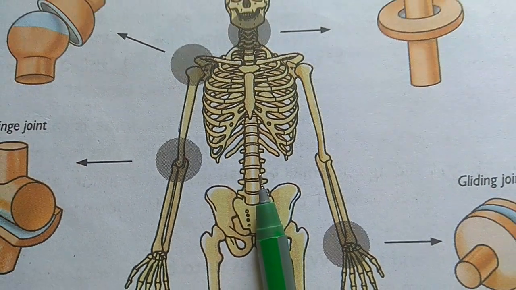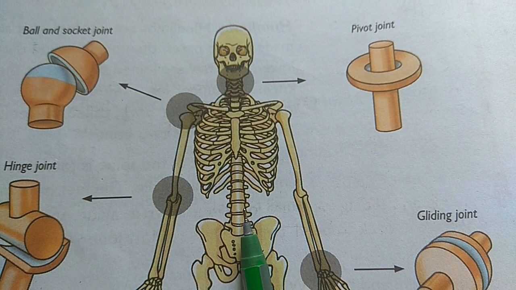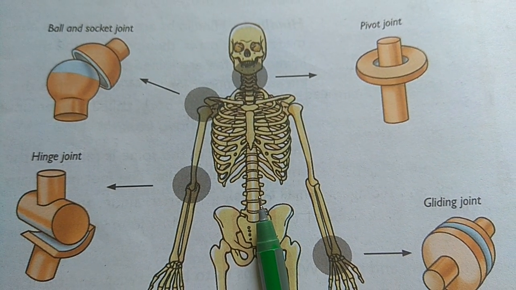So children, the explanation of the joints is over. Your assignment is to read the lesson nicely.